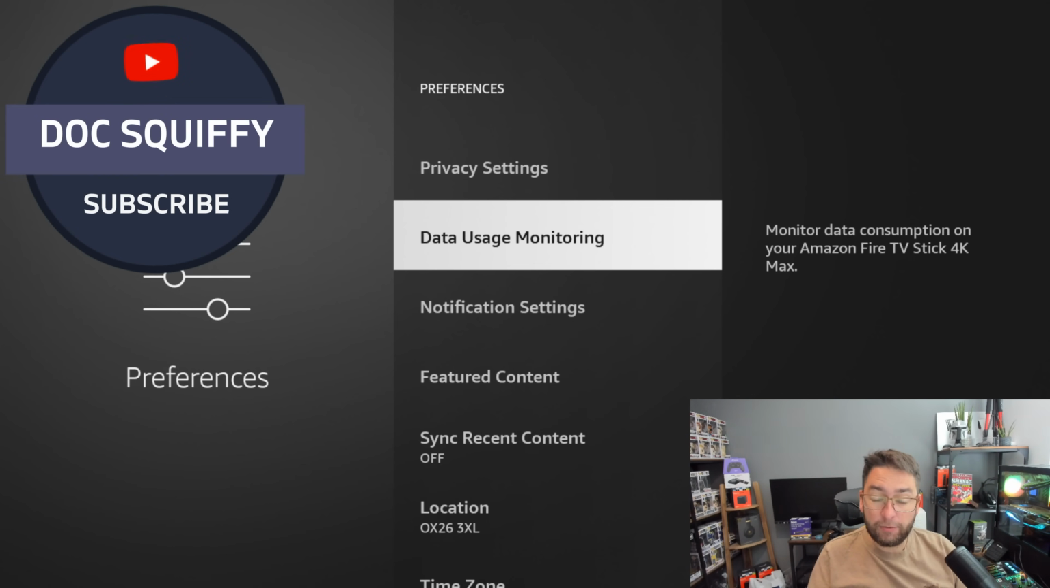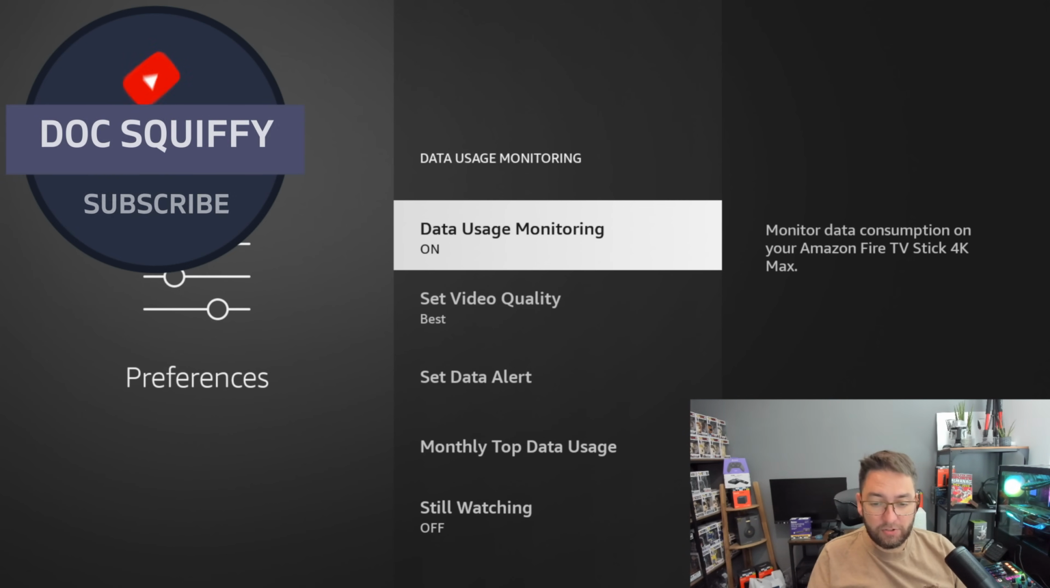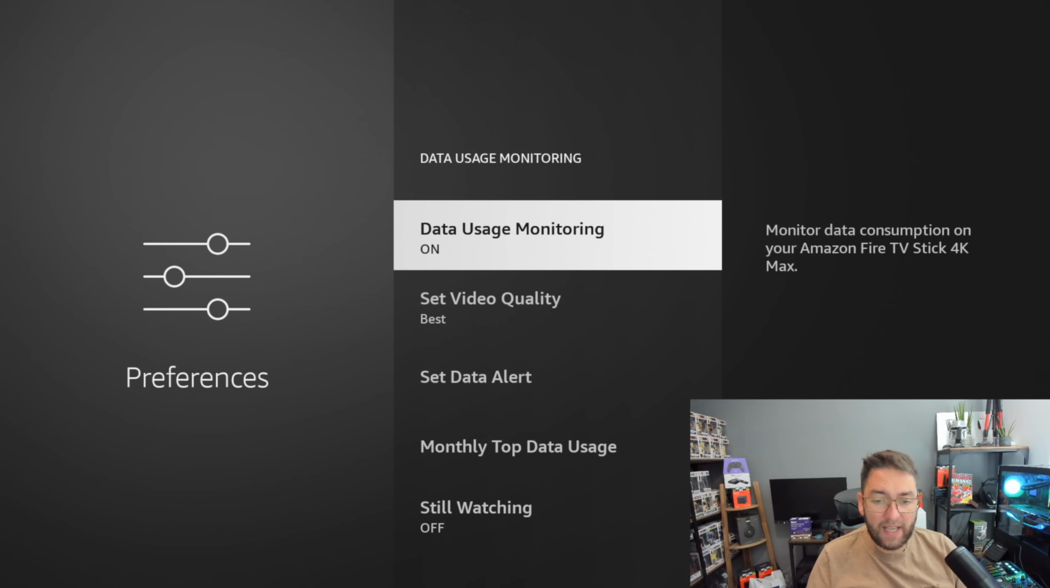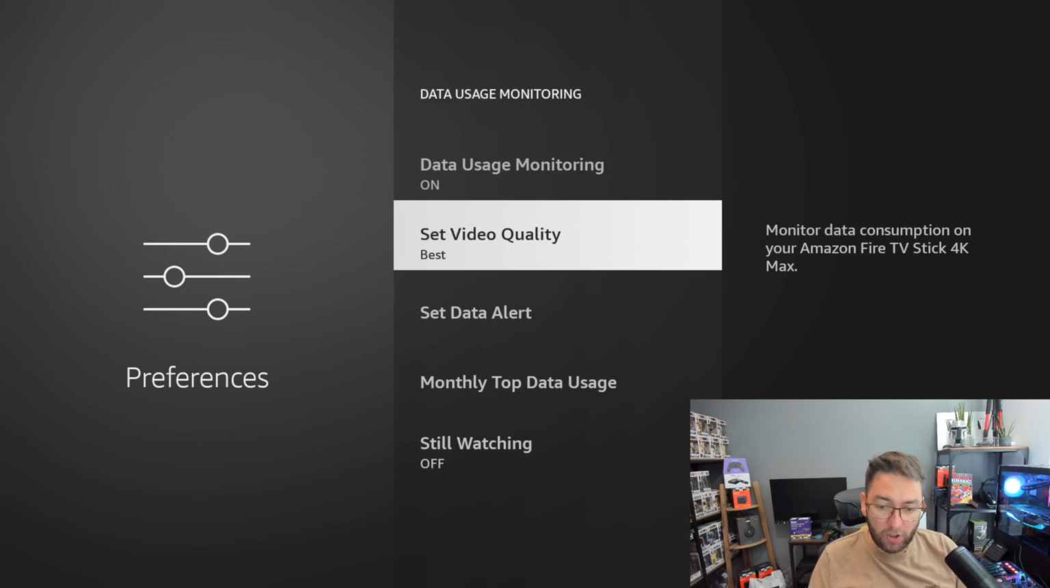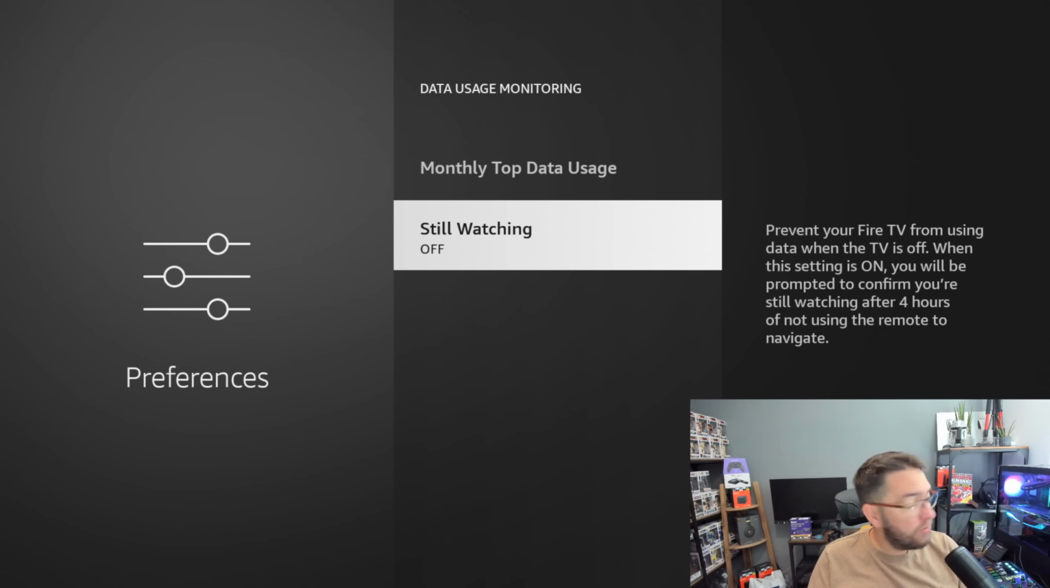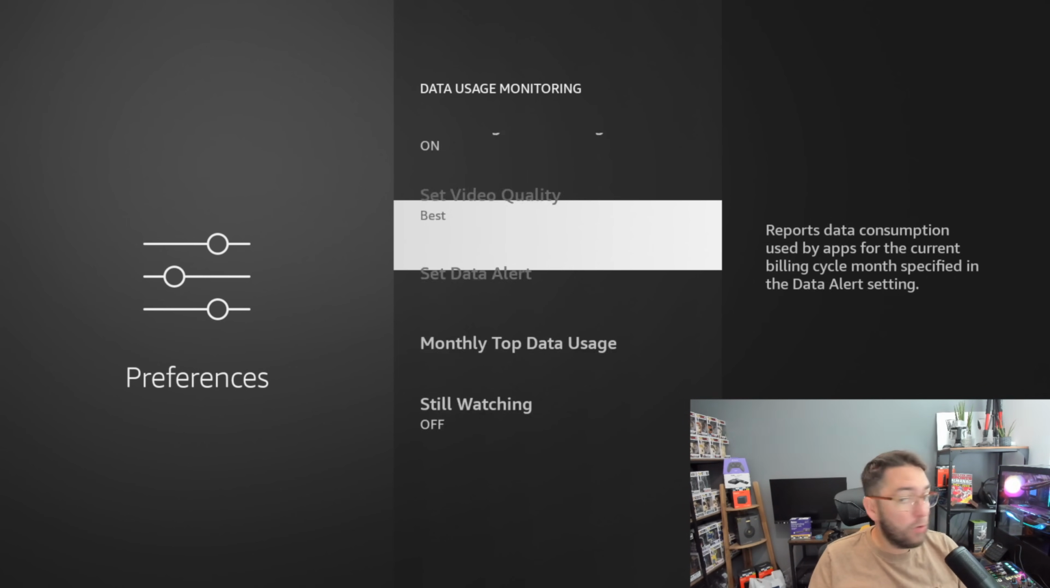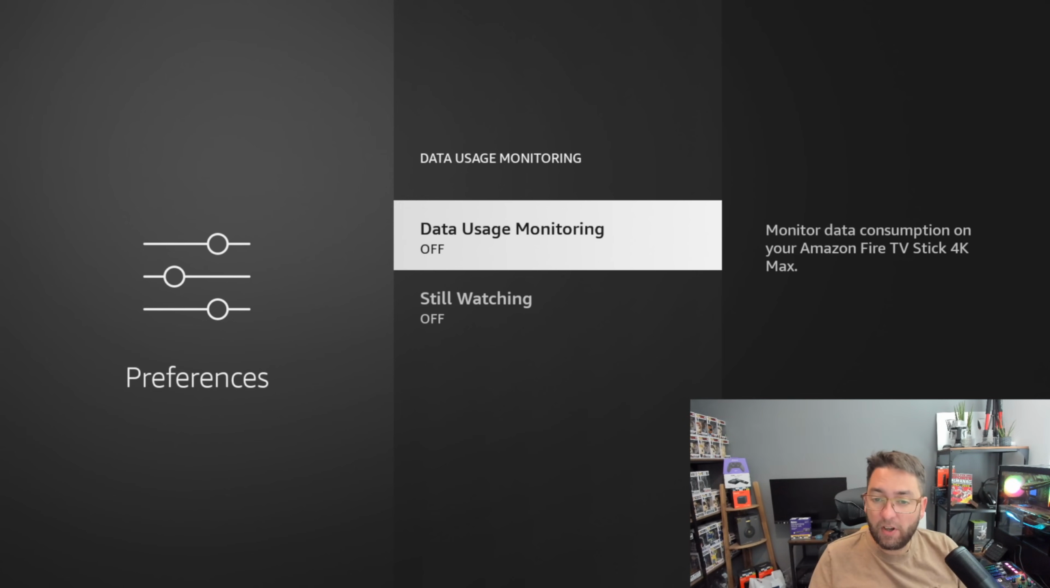Then I thought I'd have a little flick through, and my data usage monitoring was turned on as well, which again, I don't use. I have it turned off at all times. Still Watching was a new feature which was added, which is turned off like it should be because I turned it off. So check yours. But the data usage needs to be turned off for me.